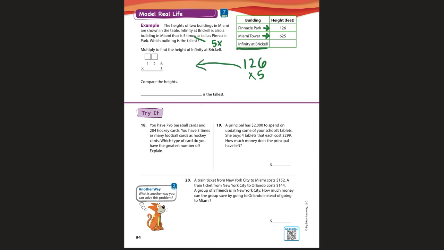I see that they did that here for me. So 6 times 5 is 30. 5 times 2 is 10. Plus 3 is 13. Carry the 1. 5 times 1 is 5. Plus 1 is 6. So Infinity at Brickell is 630 feet tall. So let me see. The question they're asking me is, which is the tallest? Well, it's Infinity at Brickell, and it's only taller by 5 feet.